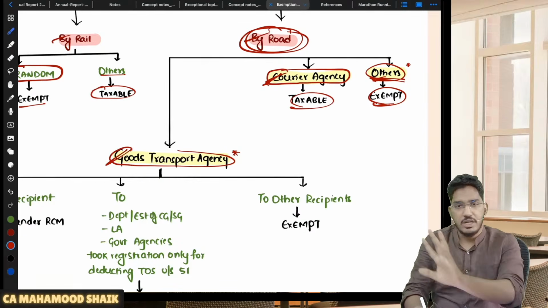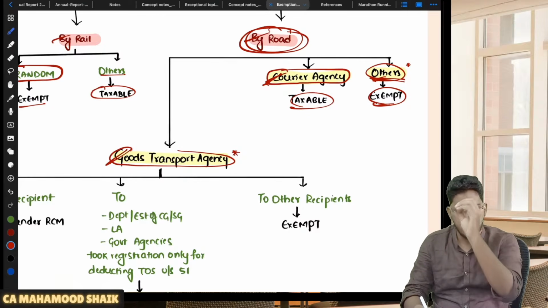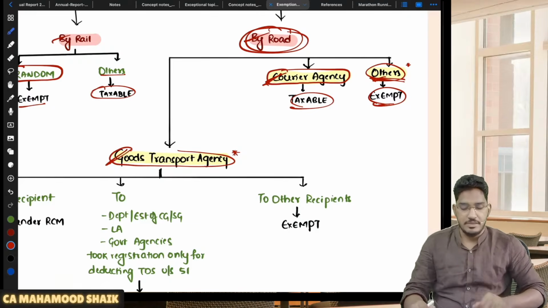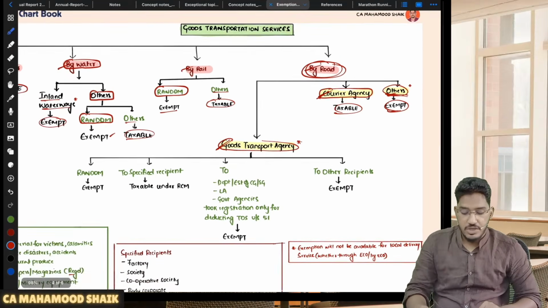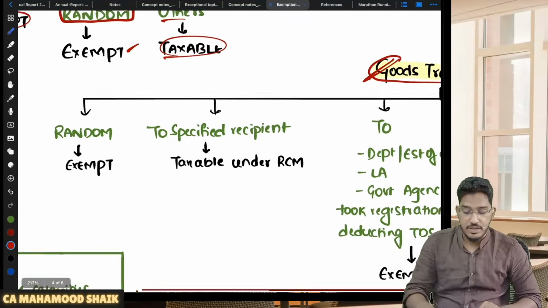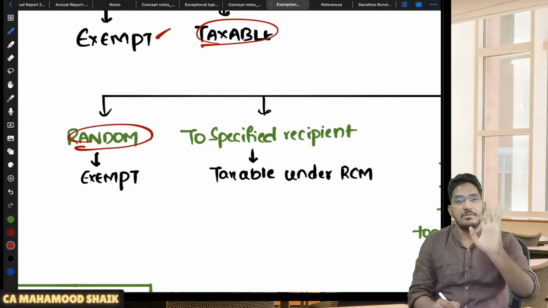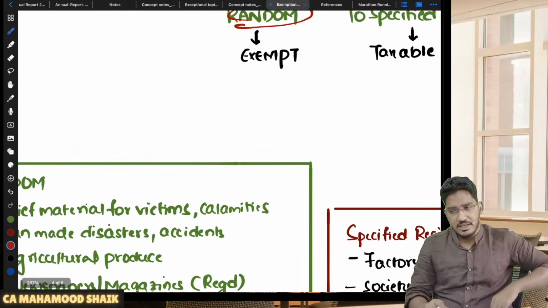So when it comes to courier agency, no special things, nothing. Goods transported by courier agency will always be taxable here. Door to door delivery, whatever you call it, courier agency, if they are transporting the goods, it will always be taxable. Now coming to the GTA part. So when you come to the GTA part, you have to check. Through the goods transport agency, you are causing the transportation of goods, but if they are falling under RANDOM category, that list will remain common.